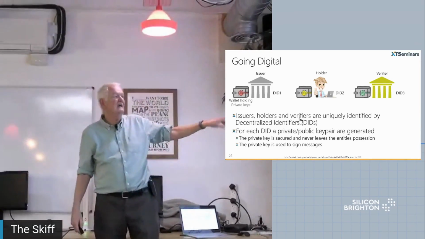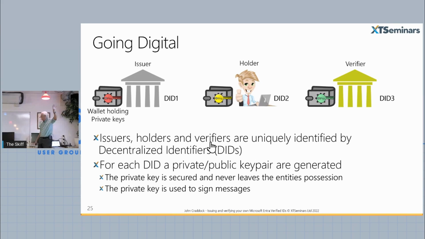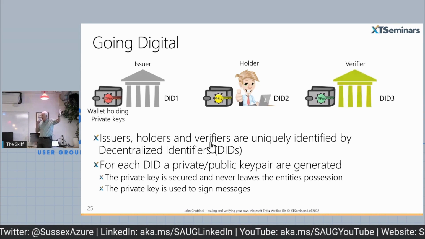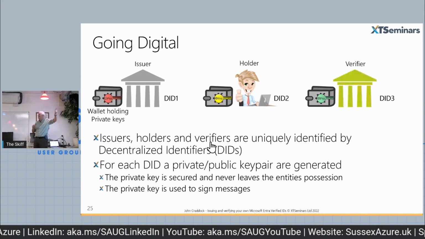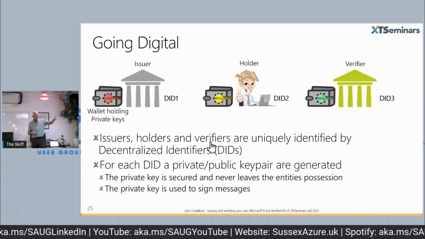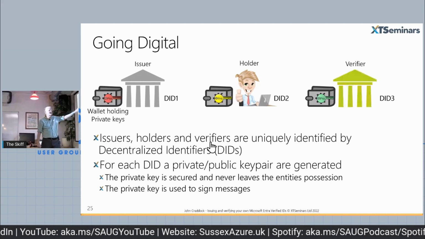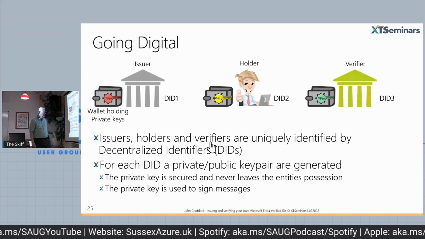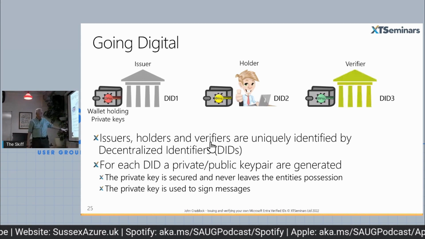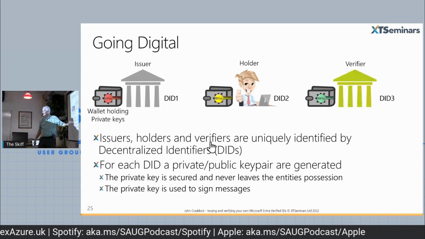The private key is securely held in a wallet and never ever leaves the wallet. And that's absolutely vital. If you lose your private key, you're in trouble. So it sits in the wallet, never leaving there. And then the private key is actually used to sign messages.